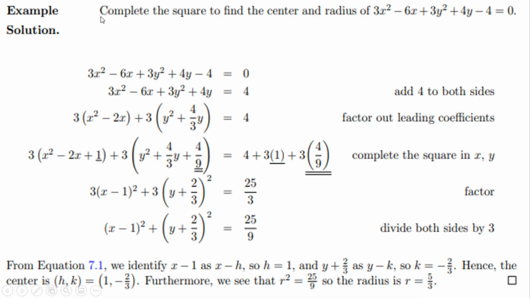Okay, here's another example. Complete the square to find the center and the radius with the given 3x squared minus 6x plus 3y squared plus 4y minus 4 is equal to 0. So, same steps as before, but here the approach is a bit different. Step by step explanation. Okay. So, 3x squared, plus, minus, wait.